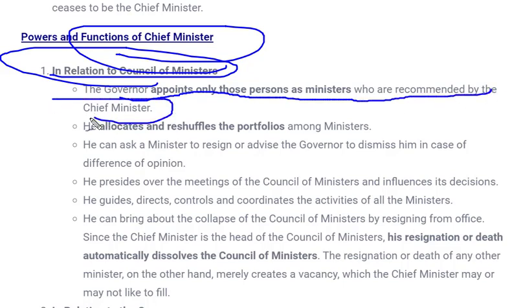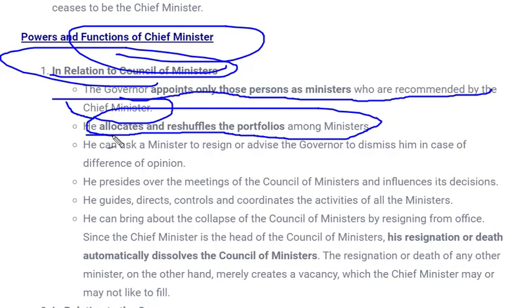So this is very common, and it was similar in case of our union executive, that a council of ministers at the union is appointed by the president with the consultation of the prime minister. Here it is done with the consultation of the chief minister by the governor. Next, he allocates and reshuffles the portfolios among the ministers.